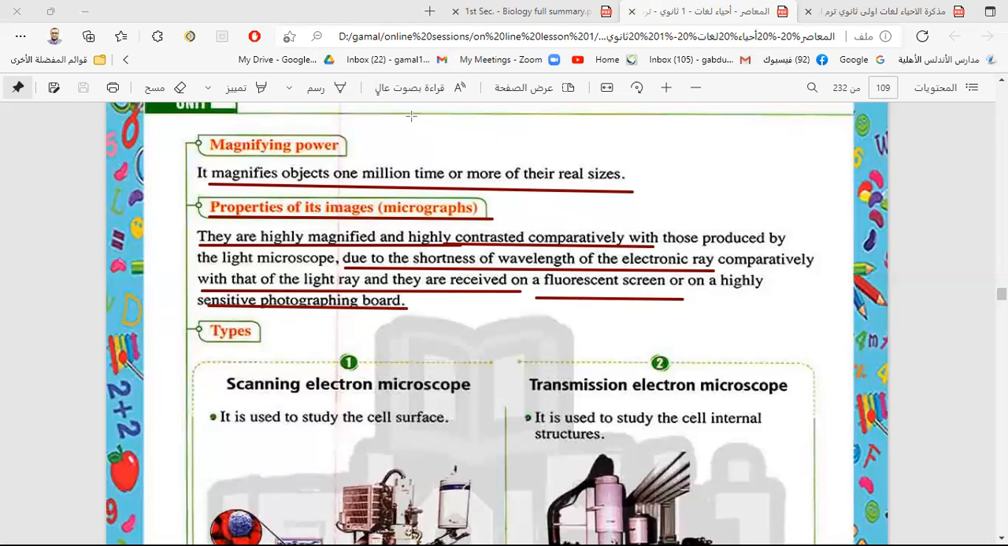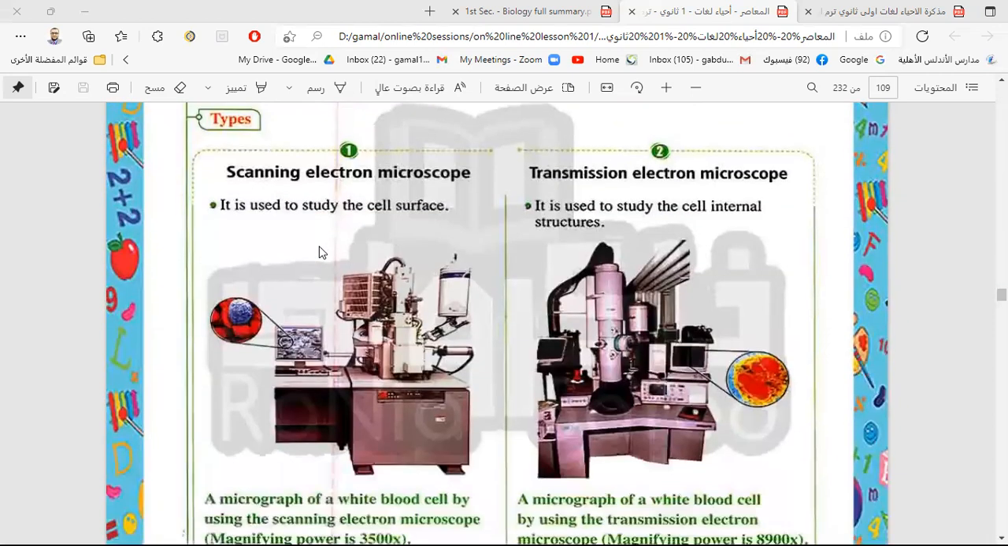طب النوعين بقى بتوع الالكترونيك مايكروسكوب، في نوع اسمه سكاننج الكترونيك مايكروسكوب، وده بيعمل مسح للاوتر سيرفيس اوف ذا سيل، ذا سيل سيرفيس فروم اوتسايد. لكن الاقوى منه بقى الترانسميشن الكترونيك مايكروسكوب، ده بيعمل ستادينج ذا انترنال ستراكشر اوف ذا سيل. يخش جوه السيل ويعمل لها ستادي، وبالتالي اكثر قوه بكتير.